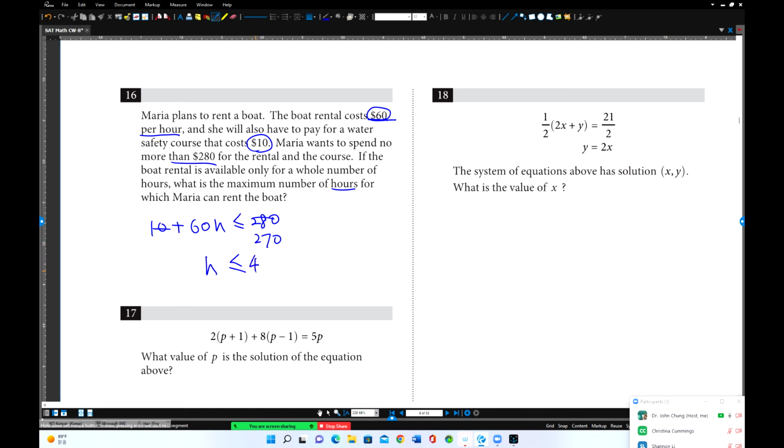Okay, 4.5. So it's better to use a calculator. But the maximum number is okay. By the hour they're going to rent, it's going to be a maximum of about 4 hours, isn't it?